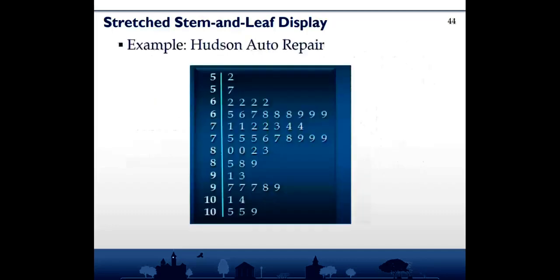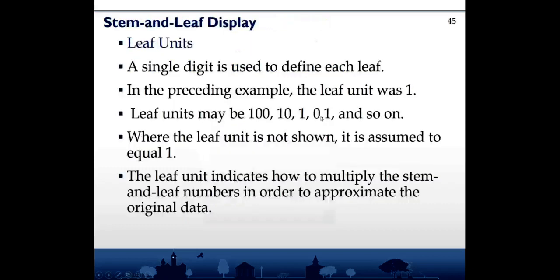And if you do that, then the stem and leaf looks like this now, 5, 2, the other 7 here, 6, 2, 2, 2. It looks like this if you change the leaf unit. The default leaf unit is 1, and a single digit is used to define each leaf, but we can change the leaf unit, such as 100, 10, 1, 0.1. If the leaf unit is not shown, it is 1.